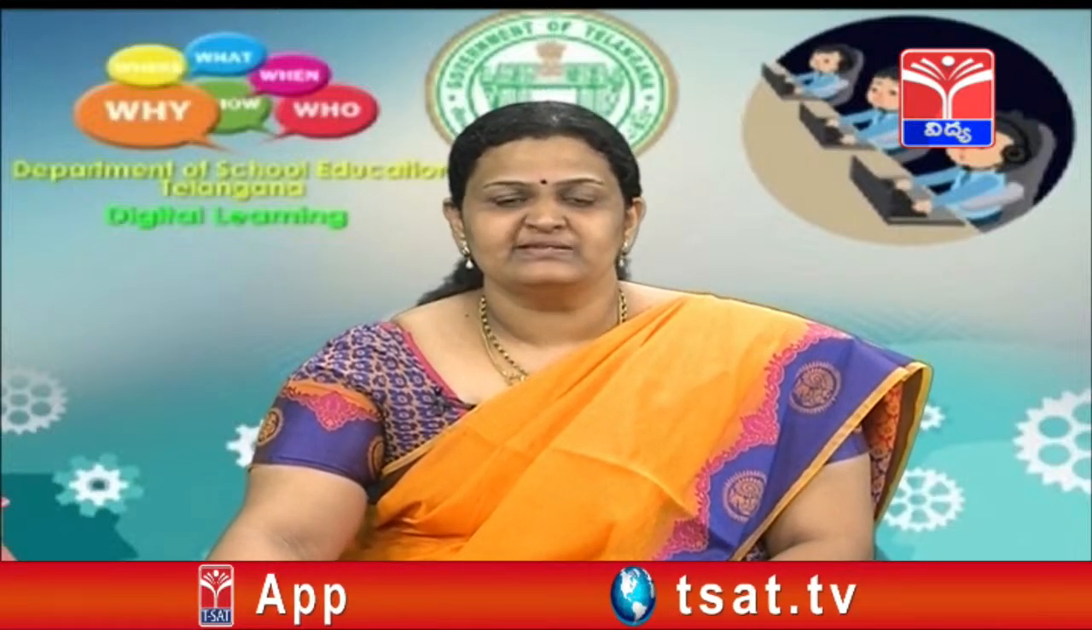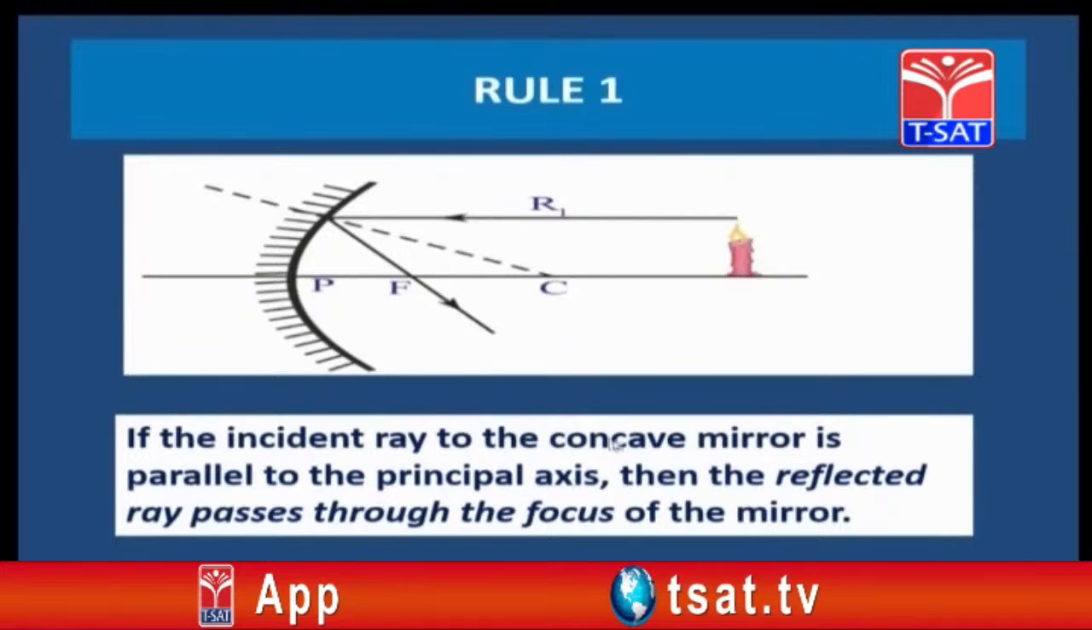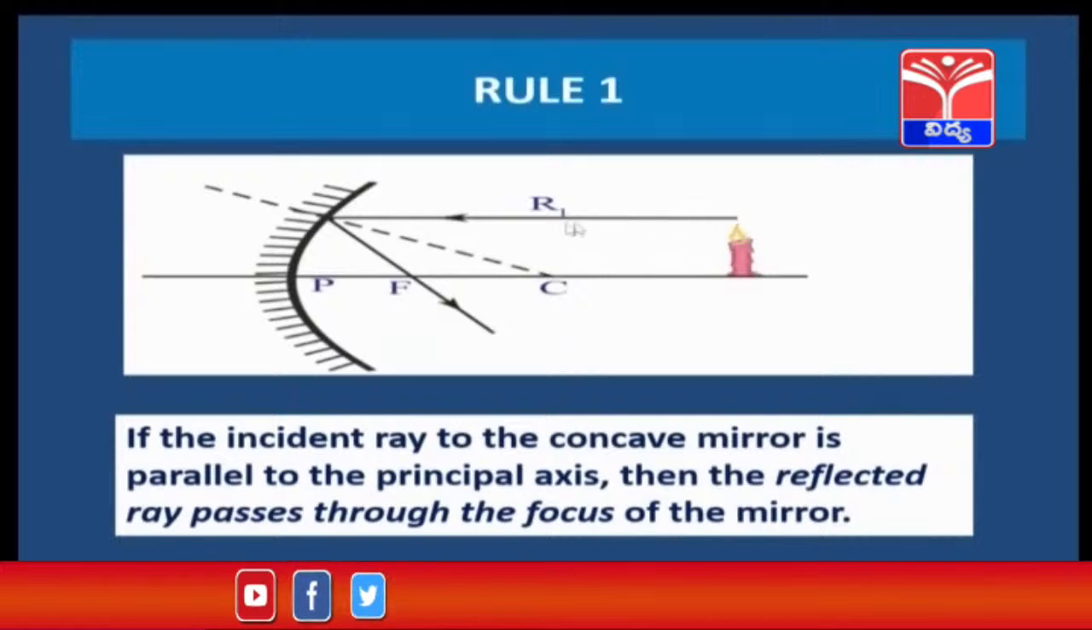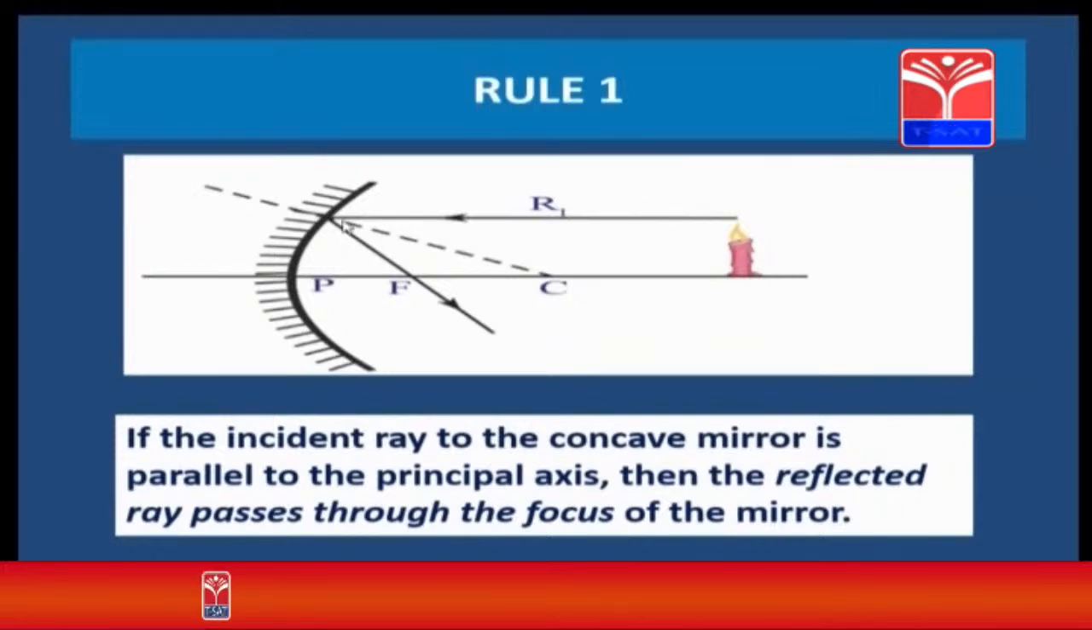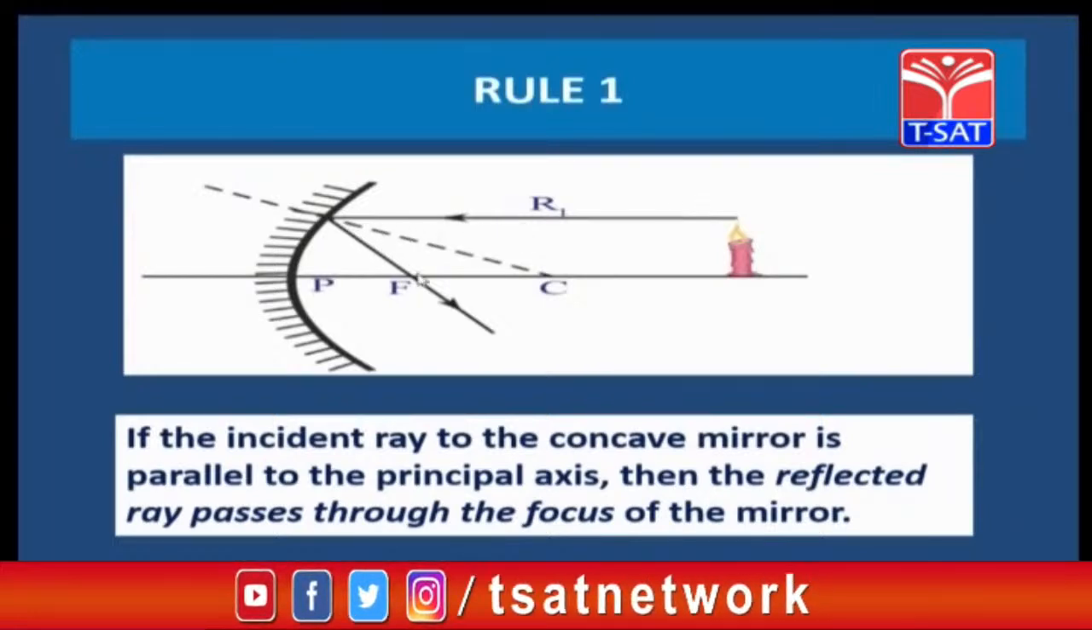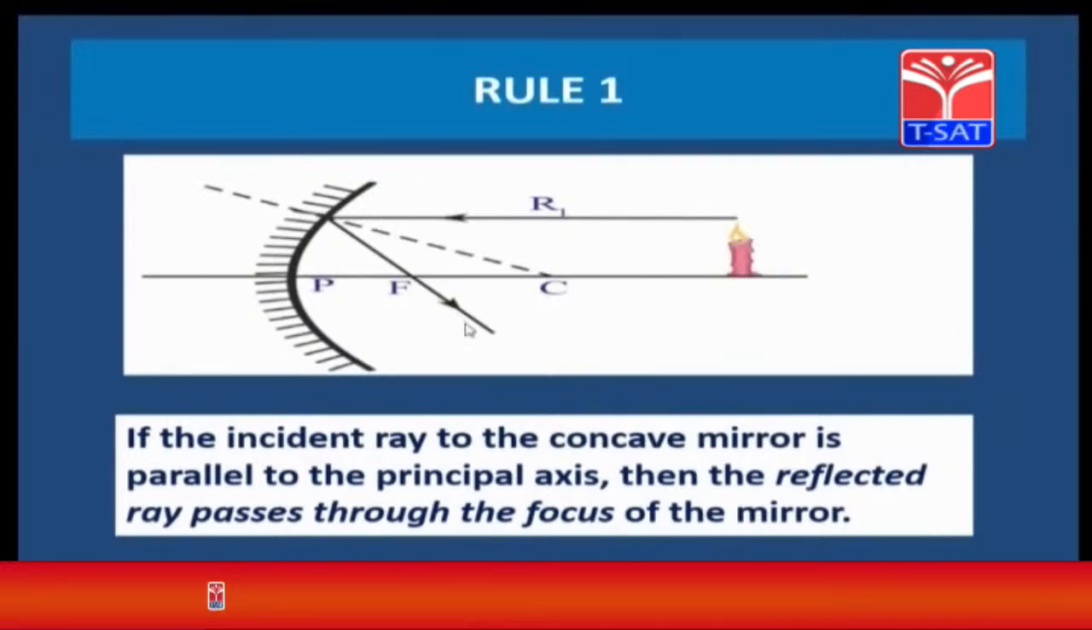The first rule says, if the incident ray to the concave mirror is parallel to the principal axis, then the reflected ray passes through the focus of the mirror. You can see here a light ray incident parallel to the principal axis is falling on the mirror and after reflection it is passing through the focus. So this is the first rule.